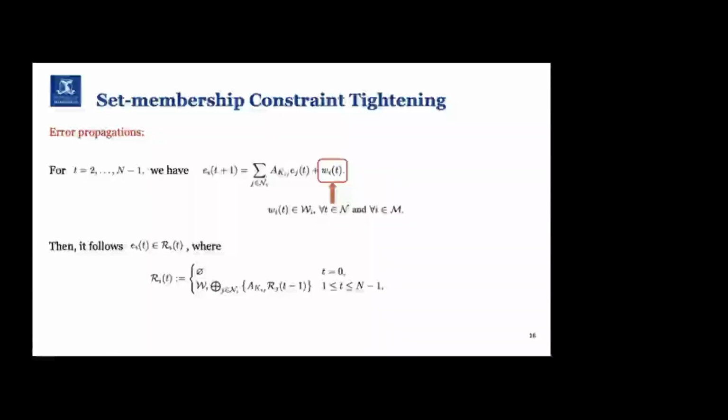So in this error dynamics, we can see w_i,t is the unknown disturbance. That is, we don't know it along the horizon N. But from the assumption that we made at the beginning, each unknown disturbance can be bounded in a common set for each agent. So then we can propagate this by this error dynamic. So in order to find a set to bound this error, the set we define here as R_i,t for the error. And this set can be propagated in this way.